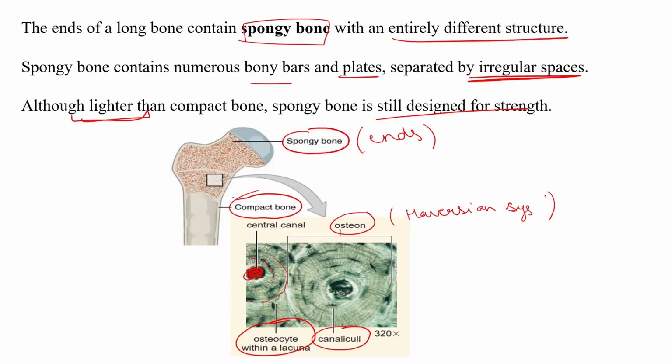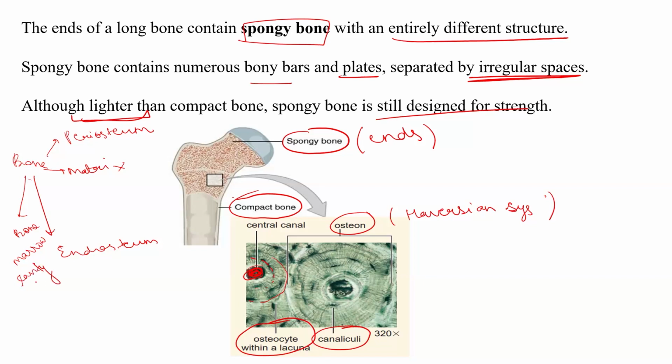So basically, if I have to talk about the bone, it has four components: periosteum, matrix, endosteum, and bone marrow cavity. What is the function of the bone marrow cavity? It helps in the production of cells.